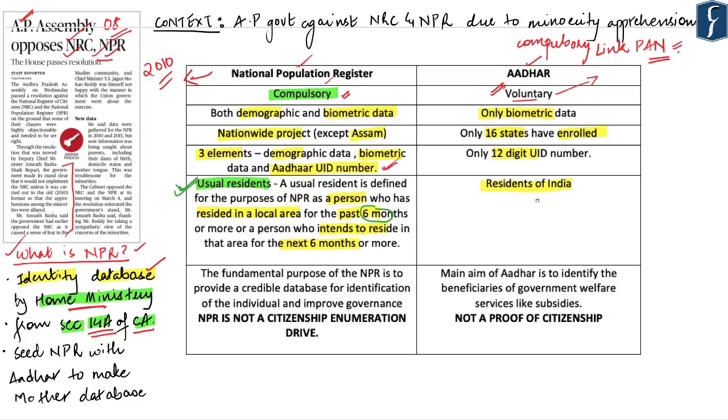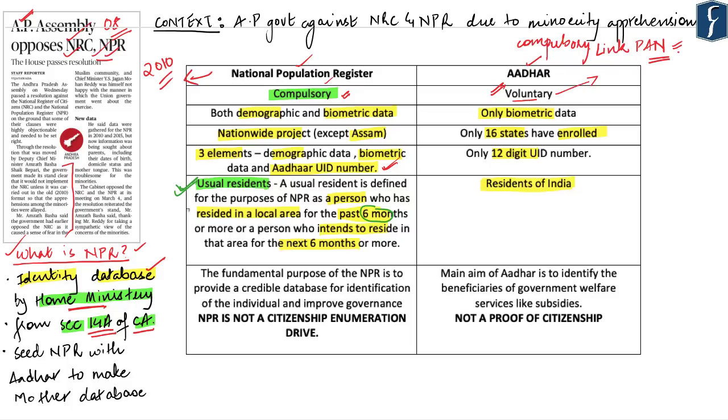So under Aadhar, you might be a resident of, let's say, Punjab today, and you might then just shift to some other state later on. However, that does not have much bearing on your Aadhar status. However, for NPR, we are taking into consideration where you are staying for the last 6 months.